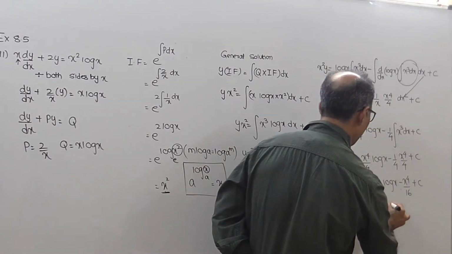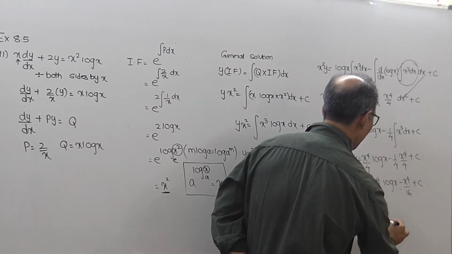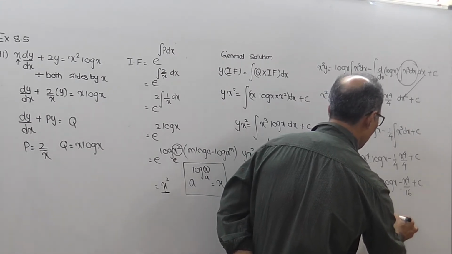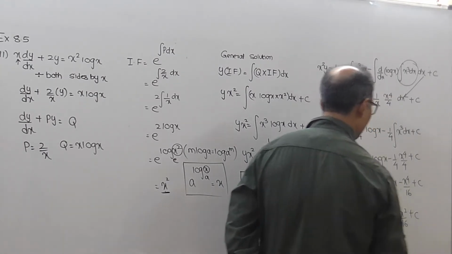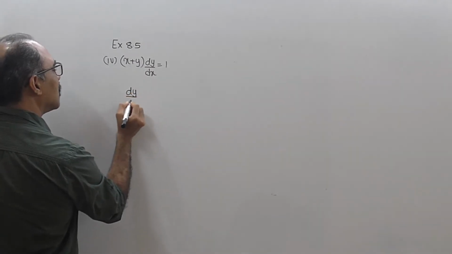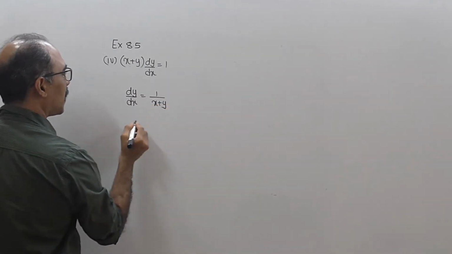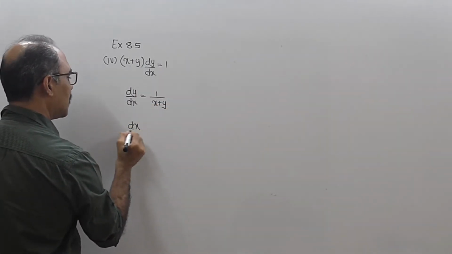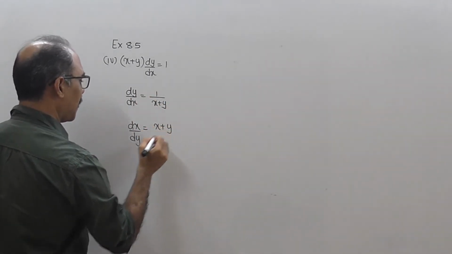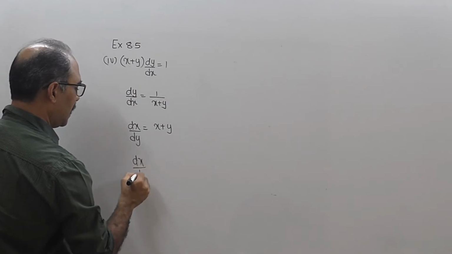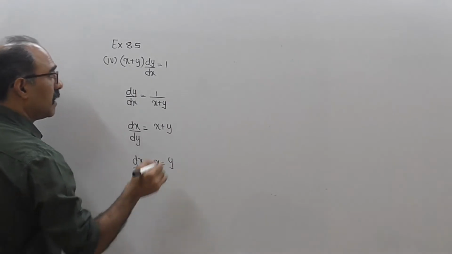You can divide both the sides by x square. So you get y equal to x square upon 2 log of x minus x square upon 16 plus c. I will have to write this as dy by dx equal to 1 upon x plus y. So I will say that dx by dy, reverse it, it will become x plus y. So I get dx upon dy minus x equal to y.